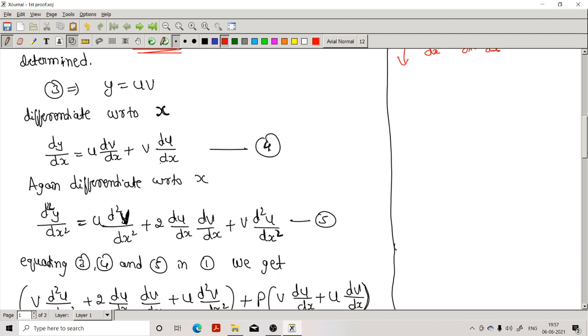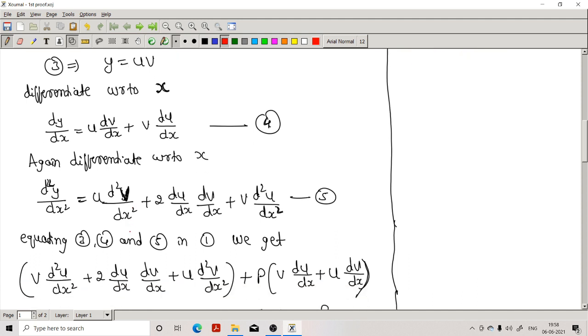Since the derivatives exist, they are continuous. Therefore, du by dx into dv by dx is the same as dv by dx into du by dx. Here you get one du by dx into dv by dx, and here also one du by dx into dv by dx. Therefore, 2 times du by dx into dv by dx plus v into d square v by dx square. Just differentiate this and simplify, you will get this term, d square v by dx square.